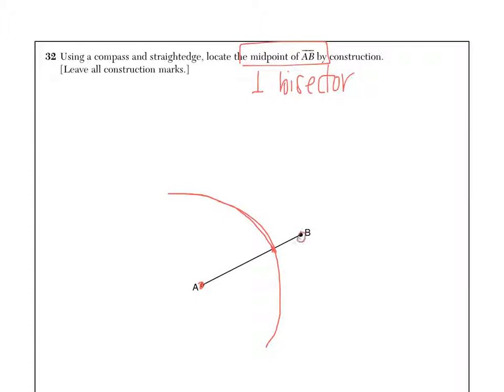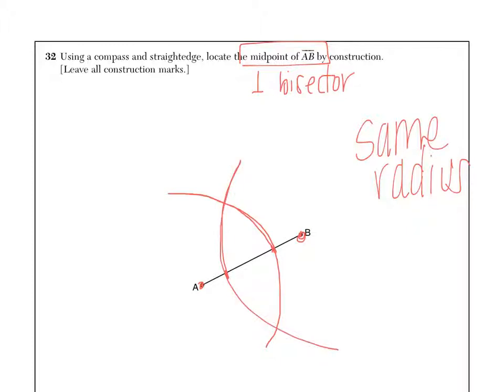Then we're going to switch and put our center on B. Notice that when you do this, you need the same radius. Otherwise, you're not going to get a point exactly in the middle. So I'm going to, again, keep my radius about 3/4 of the way. Whatever it was the first time, I'm going to keep it. I'm going to swing above and swing below.